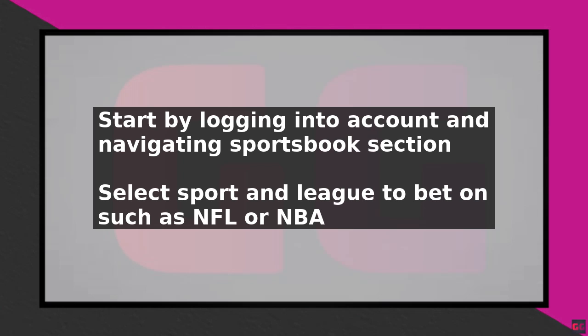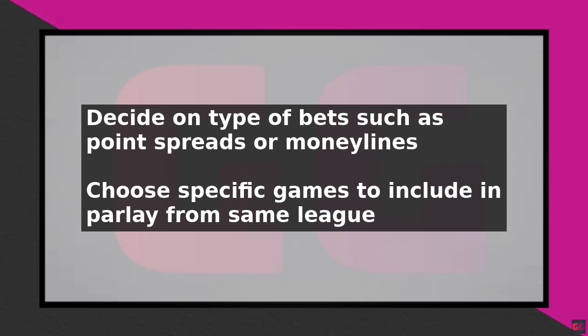Then, choose the specific games you want to include in your parlay. You can select multiple games from the same league or combine games from different leagues. Next, decide on the type of bets you want to make, such as point spreads, money lines, or over-unders. For example, you might choose to bet on the point spread for one game and the money line for another.